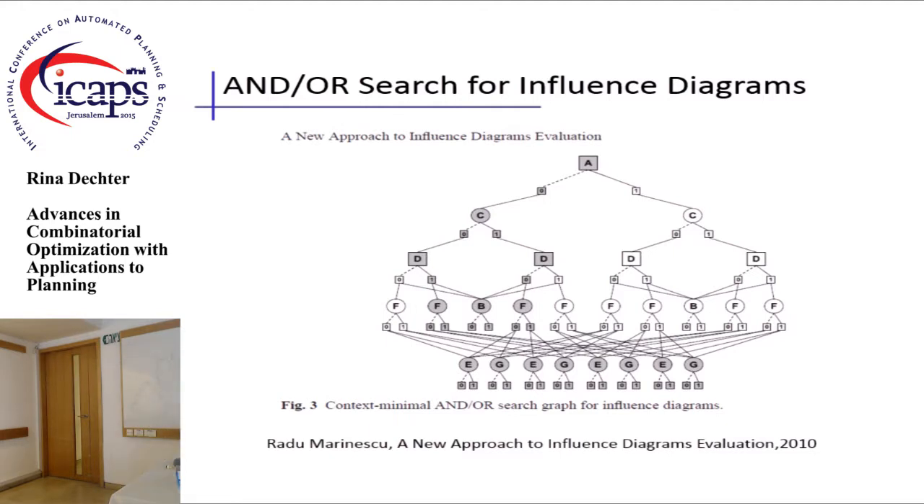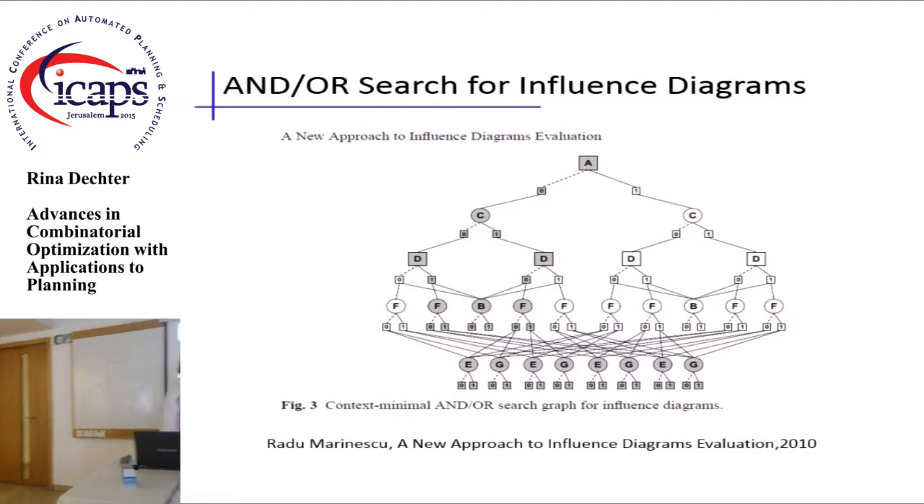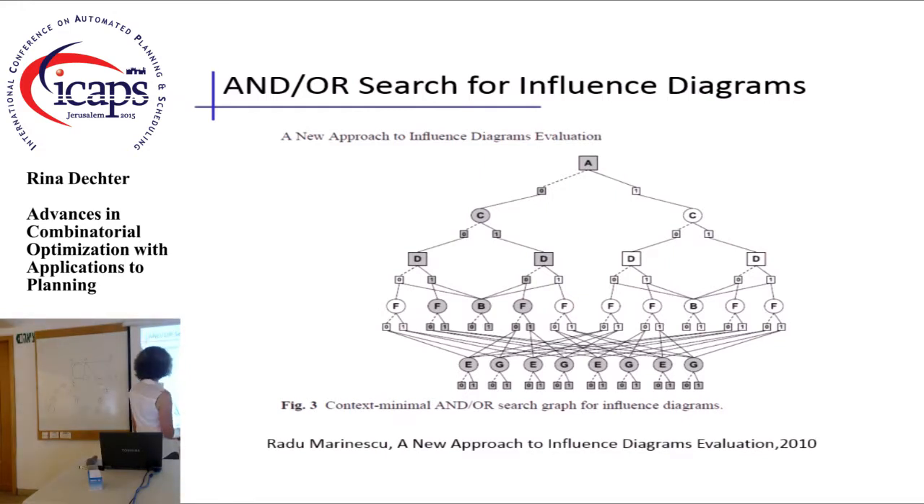In this case, I have decomposition here, F and B, but I don't have the graph here. So if I have decomposition of the type that we are familiar with here, and also we have the chance, there are only very few OR nodes.